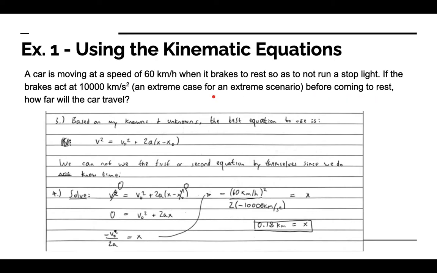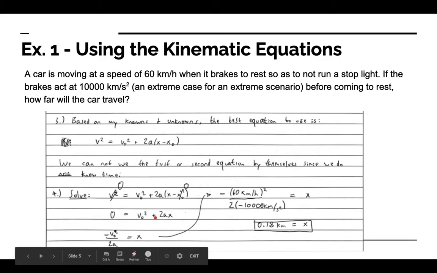We'll see in the next slide that we could calculate a time interval, but doing so is a little bit more difficult, and a little bit less efficient than using this equation right here. Okay? So we proceed to solve our equation. Our final velocity is 0, and our initial position is 0, so we can cross these out and make them 0, giving us 0 equals v naught squared plus 2ax. Now we solve for x, so we subtract v naught squared from both sides, and then we divide by 2a to get that our final position is negative v naught squared divided by 2a.